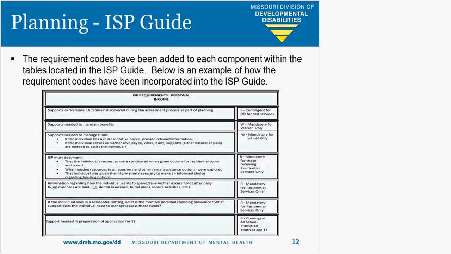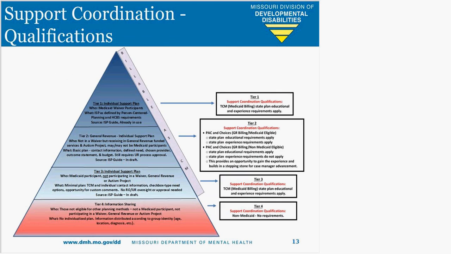In conjunction with these changes as to what's expected in a plan and the funding source, there have also been some changes in the qualifications of support coordinators. There's the expectation for support coordinator qualification for individuals who are in Tier 1, those individuals receiving Medicaid waiver. So what has always applied in the past regarding education and experience requirements still applies when the new service goes into effect.